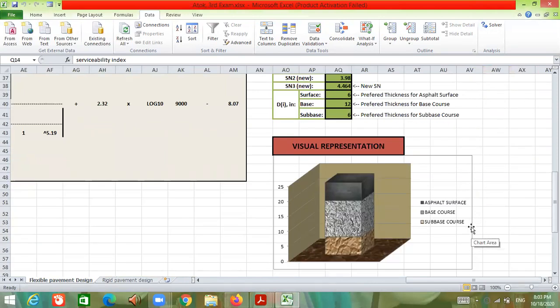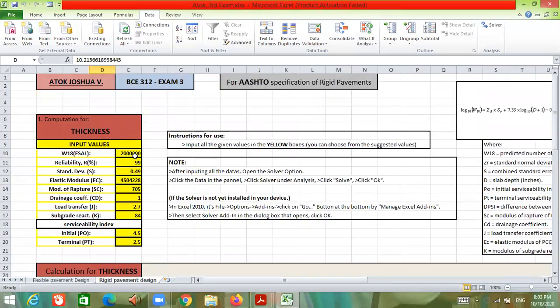And that's it for flexible pavement design. And now let's go to the rigid pavement design. For the structural pavement design in terms of rigid, for AASHTO specification, we are just going to get the value of the thickness of our concrete slab.